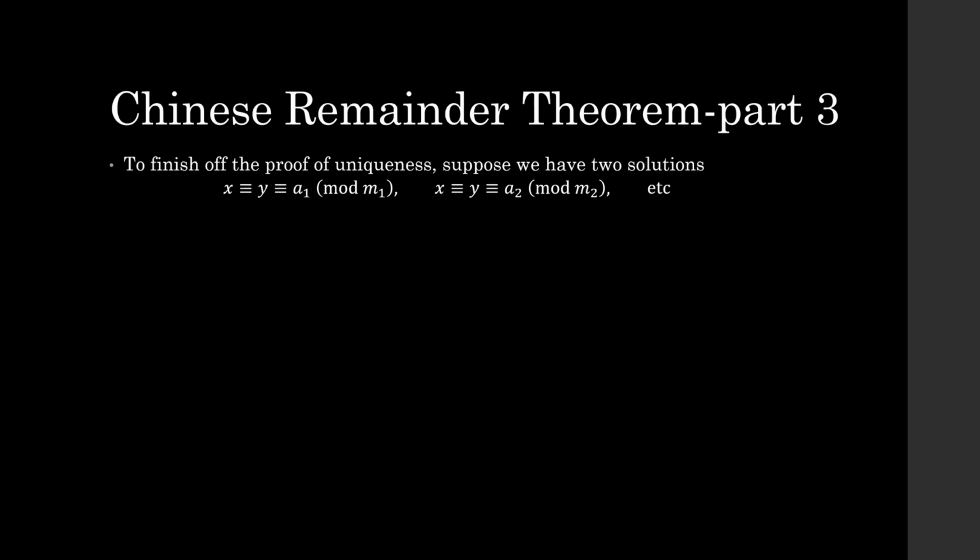Okay, so now let's actually finish proving uniqueness using the lemma. And we'll need PowerPoint to load. Okay, so let's finish that off. Let's assume that we've got two solutions. x is congruent to y is congruent to a1 mod m1. x is congruent to y is congruent to a2 mod m2, and so on for all the moduli, right? So x and y are our two solutions. We're going to have to prove that they're the same modulo m1 times m2 times m3 all the way to mk. Well, we have that m1 divides x minus y, we have that m2 divides x minus y, and we'll have that m3 divides x minus y, and so on.